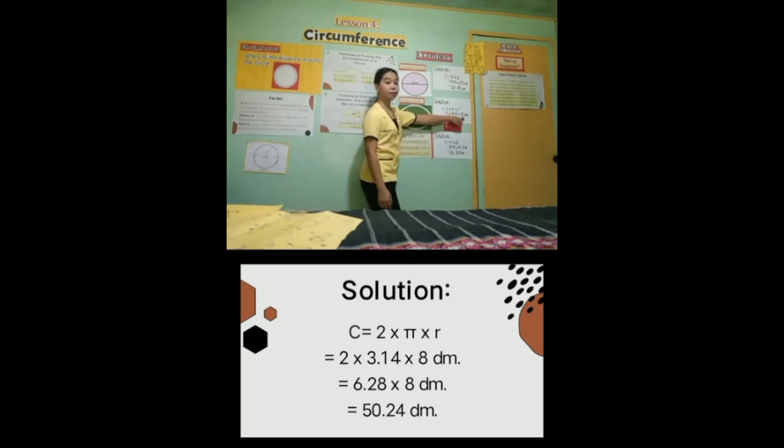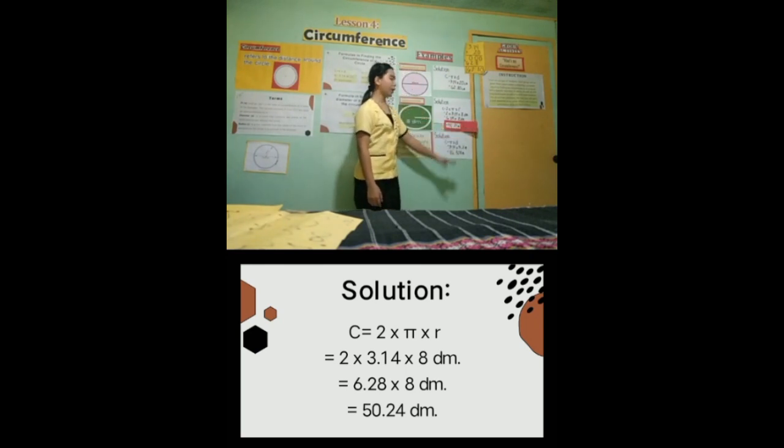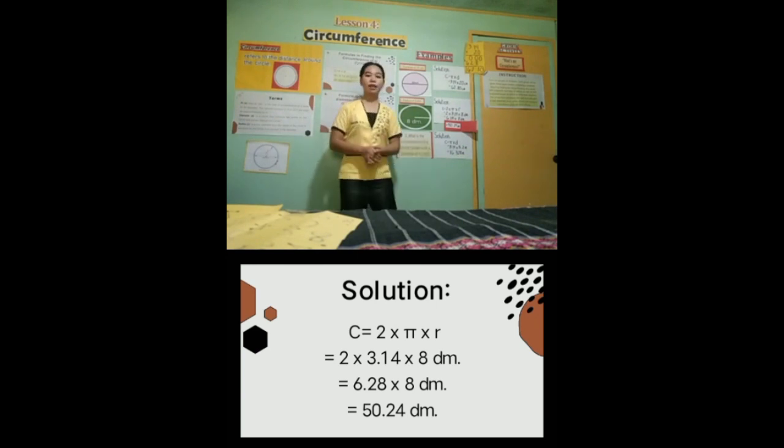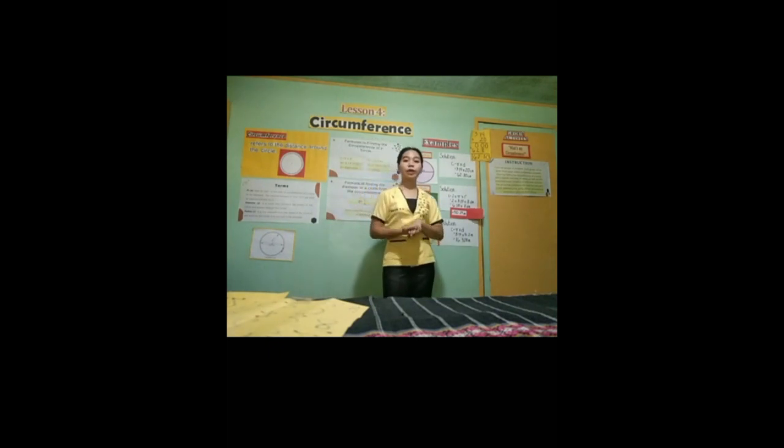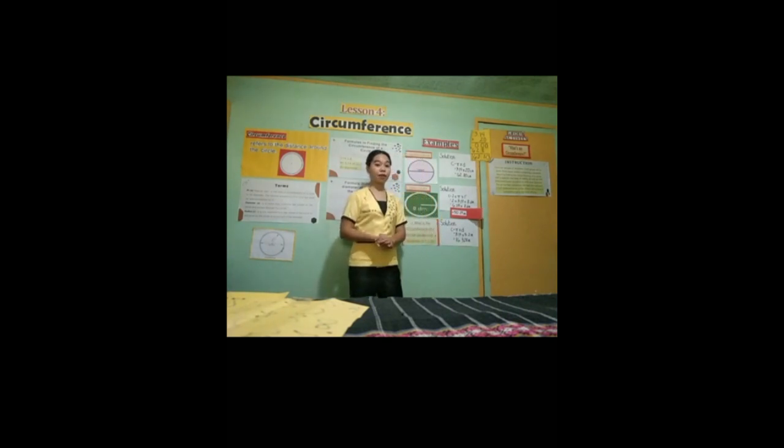Then we copy the 8 decimeters here so that the two of them will be multiplied. So 6.28 times 8 decimeters is equal to 50.24 decimeters. Just like what we did in example number 1, we use the factors and the product. We just multiply the multiplicand and the multiplier and then add. So that is why we come up with this product.